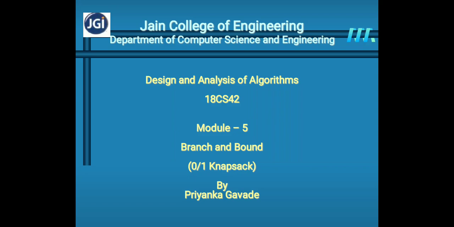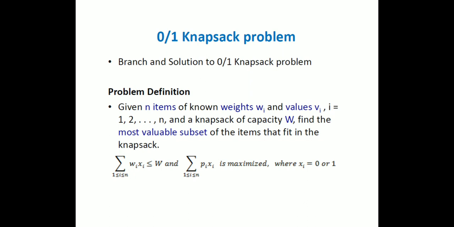In this video, let us now discuss how to apply the branch and bound technique to solve the knapsack problem. So here we would be discussing 0-1 knapsack, which says that you either include the item into the knapsack entirely or discard it entirely. That is, you are not going to consider the fractional parts of the knapsack.